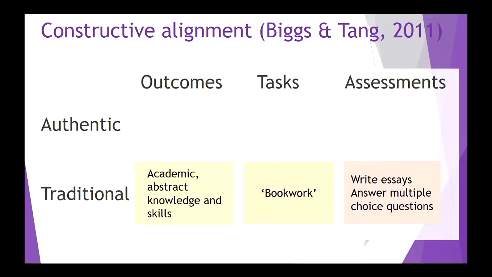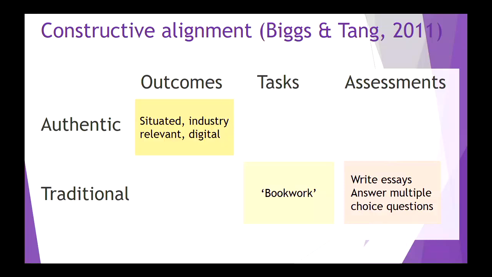And if you think traditionally about what's been the case in higher education, in terms of the constructive alignment that Gabriel was talking about, traditionally, for centuries, we've had this idea that outcomes were more academic, abstract knowledge and skills. The tasks were more bookwork-natured tasks, and the assessment was essays and multiple choice questions. And then it was great.